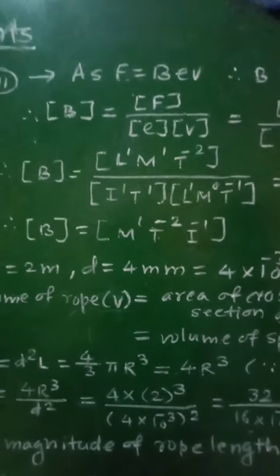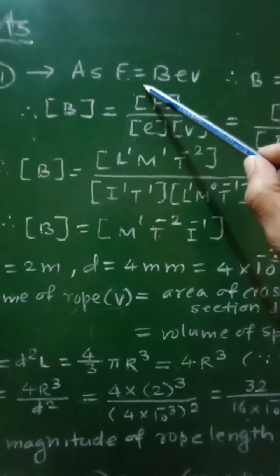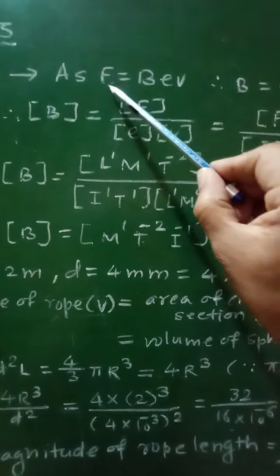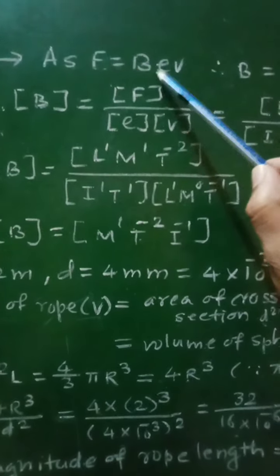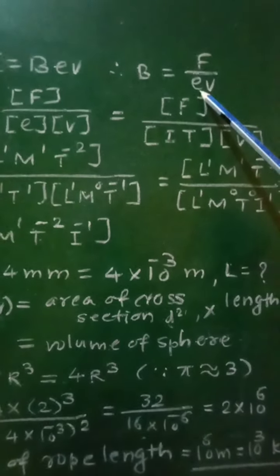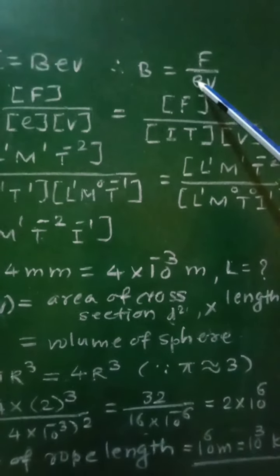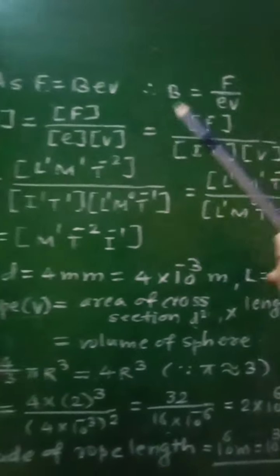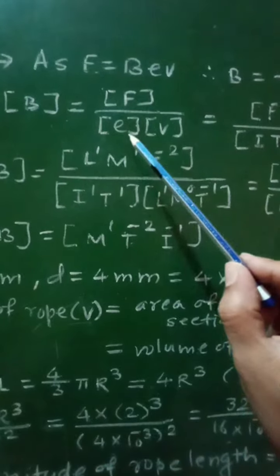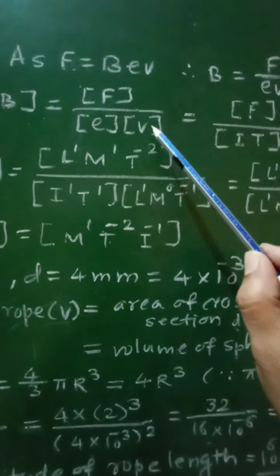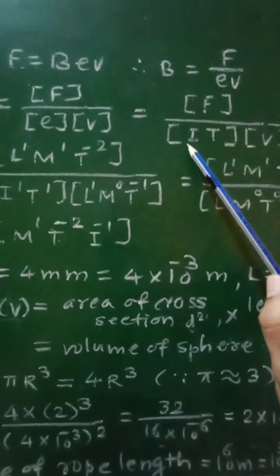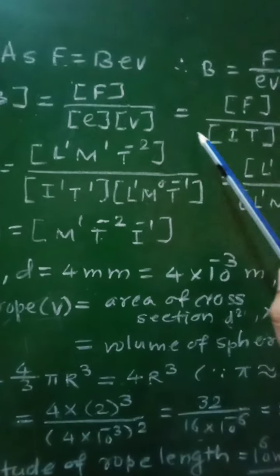And therefore, as the force acting on that charge in the magnetic field is given by the formula F is equal to B E phi, that is in magnitude. So F is equal to B E phi. Therefore, from this B is equal to F upon E V, where F is the force, E is the charge, and V is the speed. And therefore, we can write the dimensions of B will be equal to dimensions of F upon dimensions of E into dimensions of phi, which will be further written as dimensions of F upon dimensions of I T, as charge is equal to current into time.